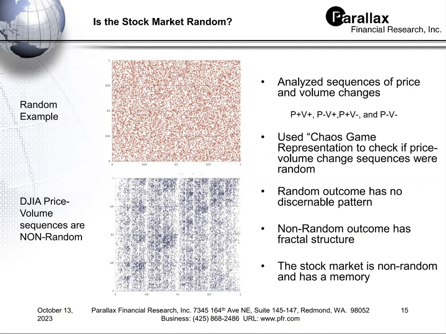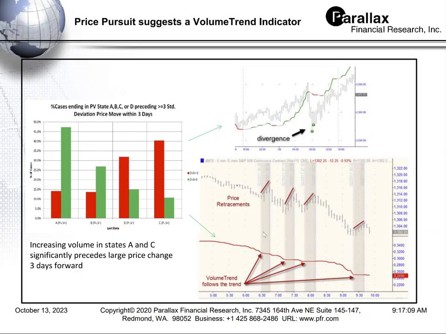So here's what would happen if you had a random set of these price volume categories: you'd have no discernible pattern. But instead, when I run the Dow Jones price series through it, I get what look like little fractal Sierpinski gaskets. It's a fractal pattern that shows up here. And so the market is non-random. There is a sequencing of price and volume behavior that's meaningful, and that's interesting. So it basically proves that there's something to it.